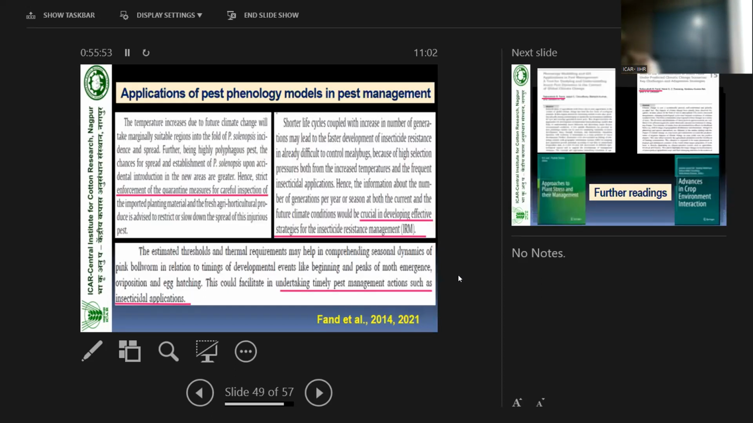So how these models can be used as a tool in pest management: quarantine measures such as pest risk assessment, already told; then developing effective strategies for IRM also, because number of generations and development of resistance have close relevance. It is described there. Then undertaking timely pest management actions like insecticidal applications, particularly in case of pink bollworm, before the larva hatches from the egg and enters inside the boll. That is the critical timing you have to hit. Otherwise, your efforts will be futile.